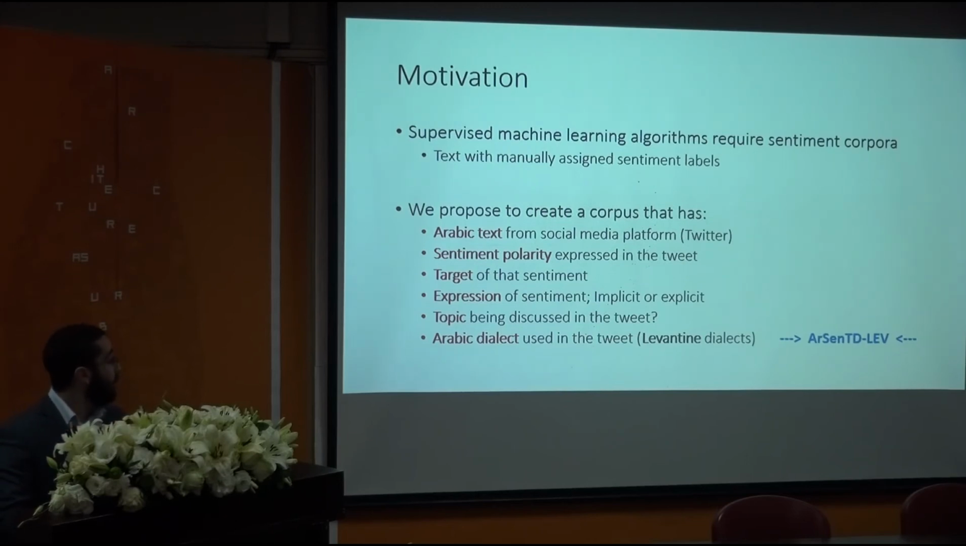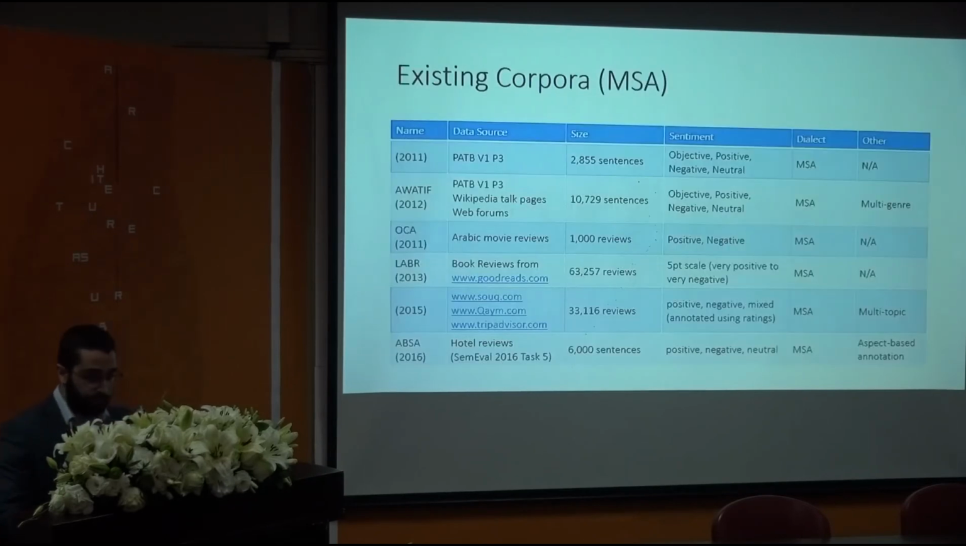And it was annotated for sentiment polarity, target of the sentiment, the expression, implicit or explicit, topic being discussed, and the dialect. In our case, we consider the dialects of Lebanon, Syria, Palestine, and Jordan. If we take a look at existing corpora in modern standard Arabic, most of them are annotated on a 3-point scale: negative, positive, or neutral, and some of them added an objective option, while very few contain the 5-point scale, which shows the extreme points.